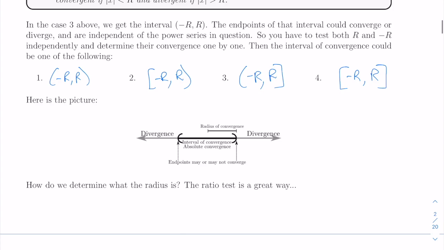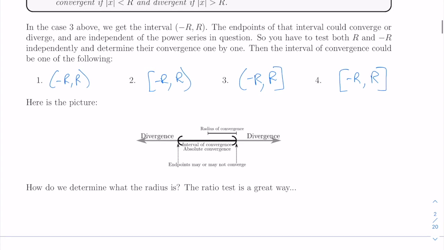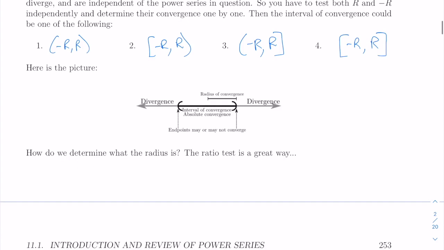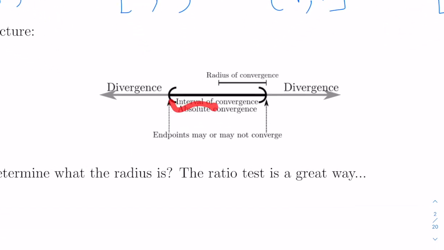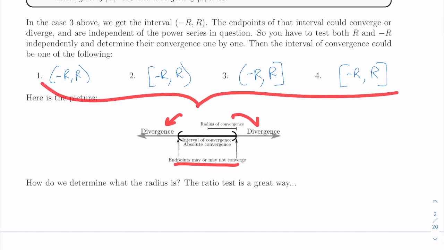And in Calc 2, what often happened was one of these things ended up sort of being the harmonic series and the other one didn't. That's kind of how it worked. Okay, and here's the picture. Here is the interval of convergence. This thing is the radius of convergence. The endpoints may or may not converge, and it diverges outside. That's what all of these look like.